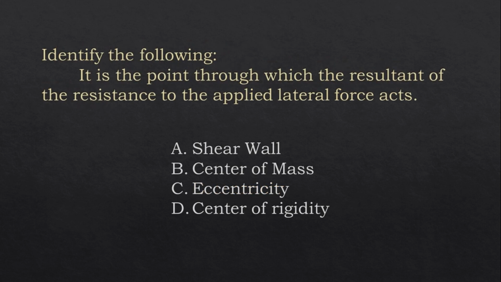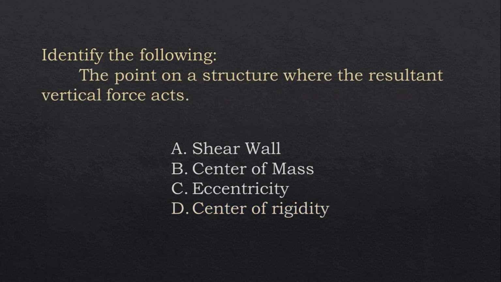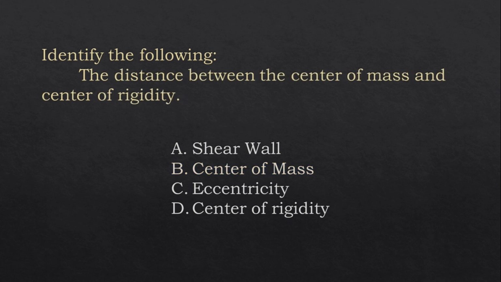Identify the following. It is the point through which the resultant of the resistance to the applied lateral force acts. The point on a structure where the resultant vertical force acts. The distance between the center of mass and center of rigidity.